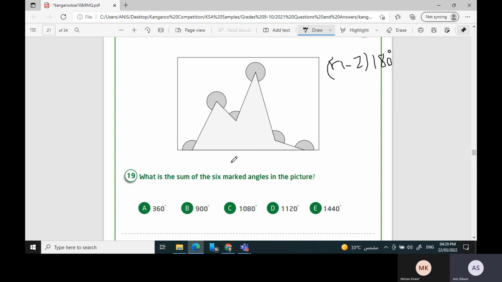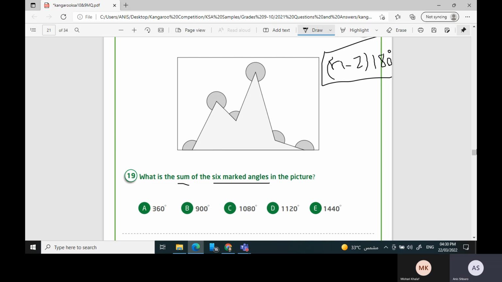So usually in these kinds of questions, they are asking for the sum of the six marked angles in the picture. So I got angles, I need the sum. I know nothing here. I don't have perpendicular angles. Simply, of course, you are going to use this rule. Show me where to use it.